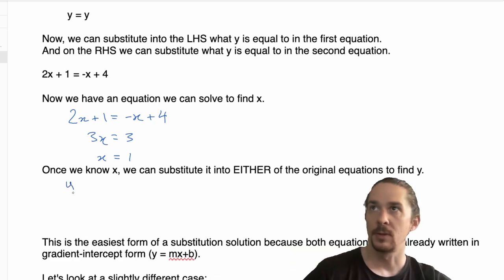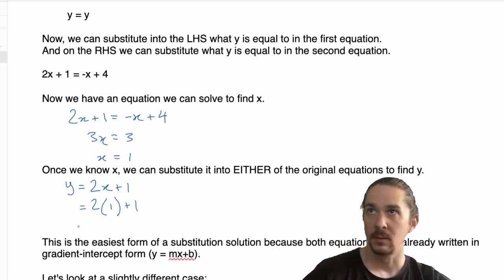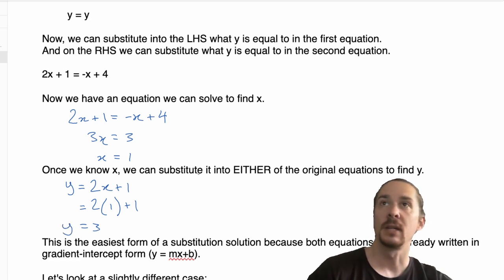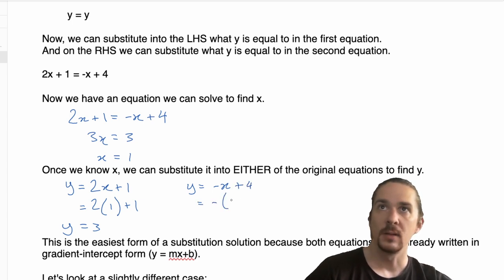For the first equation, y equals 2x plus 1. If x is 1, we get that y equals 3. And for the second equation, y equals negative x plus 4. If x is 1, we get that y equals 3.